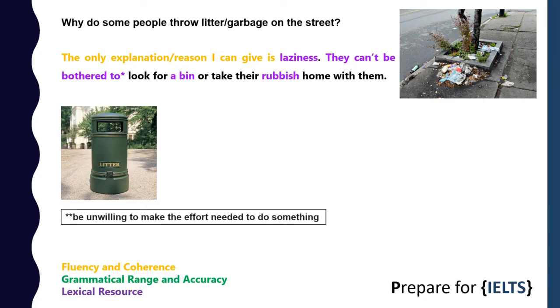Why do some people throw litter on the street? The only explanation I can give is laziness. They can't be bothered to look for a bin or take their rubbish home with them. Like I said, in the UK we use litter, in America they use garbage. You can use either word, you can use both words to show your lexical range. The only explanation, the only reason, often you're asked questions why, so you can start your answer with that.